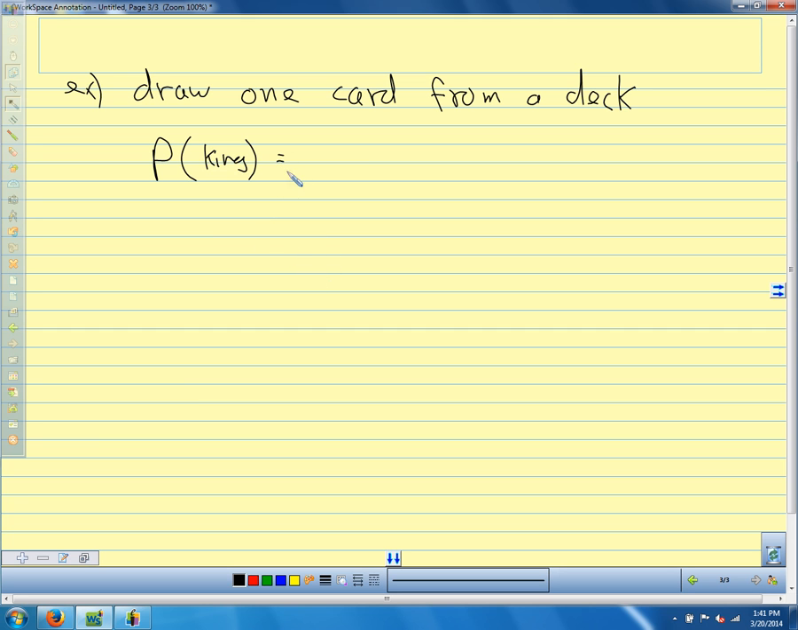So we need to know for a deck of cards, let's start with the easy one, how many total possible outcomes are there for drawing one card? 52. There are 52 cards in the deck. And the favorable outcomes, how many kings do we have? 4. So our probability of drawing a king is 4 out of 52, or 1 out of 13. We have a 1 in 13 chance of drawing a king if we draw one card.